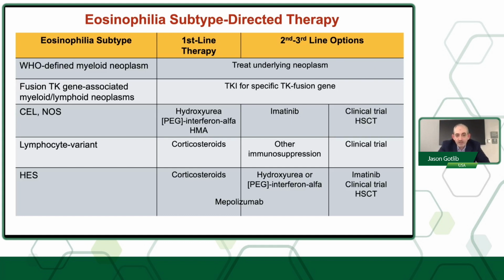For CEL, one can start with hydroxyurea or interferon or a hypomethylating agent. I really don't think there's a substantial role of imatinib, but ultimately these are patients that may be considered for clinical trials or transplant. For lymphocyte variant, steroids are typically frontline. Mepolizumab or benralizumab on trial have been used. And then finally for HES, steroids, hydroxyurea, or interferon, but now we have mepolizumab that can be used frontline, and again, clinical trials or transplant for advanced patients.